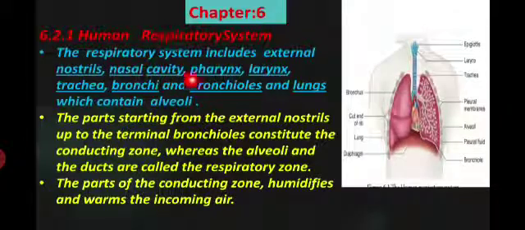So these are all the parts of the respiratory system. All the parts starting from the external nostrils up to the terminal bronchioles constitute the conducting zone. The various alveoli and the ducts region are called the respiratory zone.